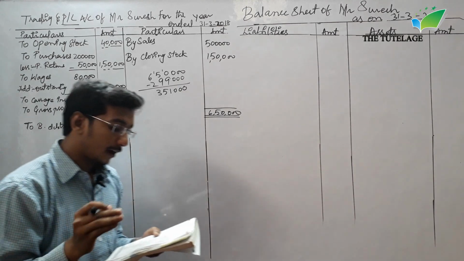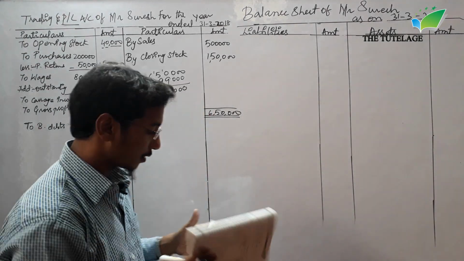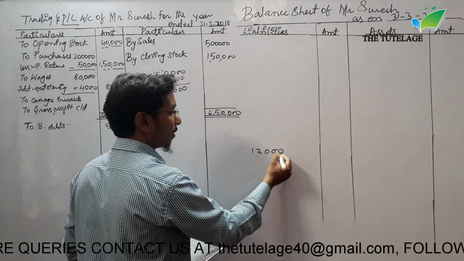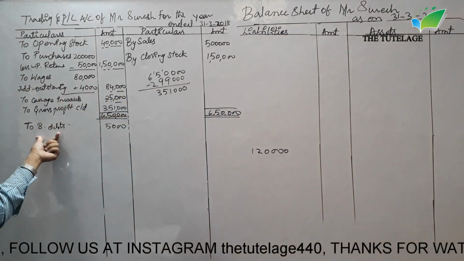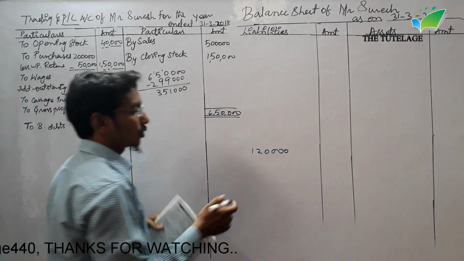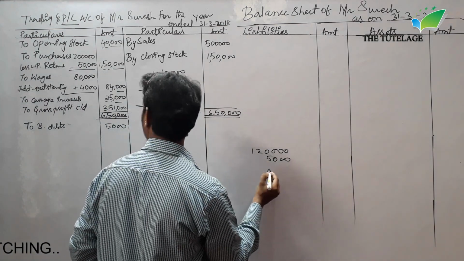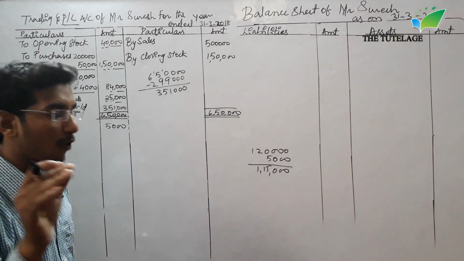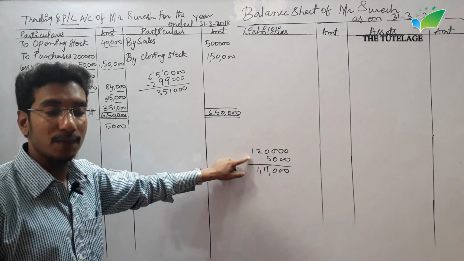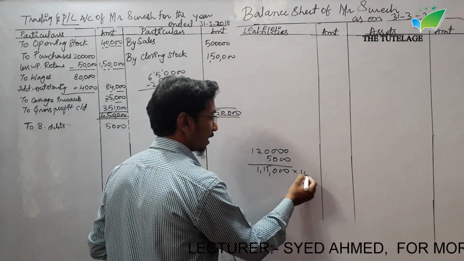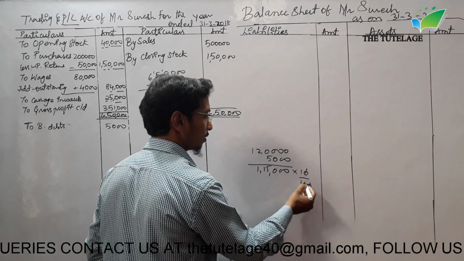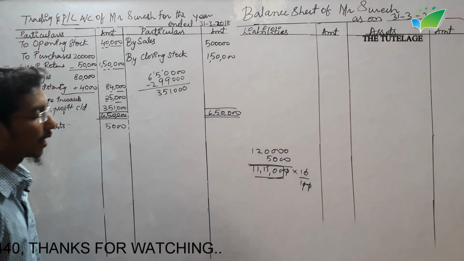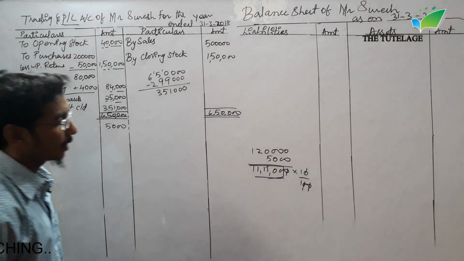Next one is create reserve for bad debts at 10% on debtors. Debtor amount in the trial balance is 1,20,000. And we record the bad debts. You should subtract the bad debts from the debtors value. We get 1,15,000 in net debtors, and we calculate the reserve for bad debts after deducting bad debts from debtors, into 10 divided by 100. Zeros cancel. The left amount is 11,500.